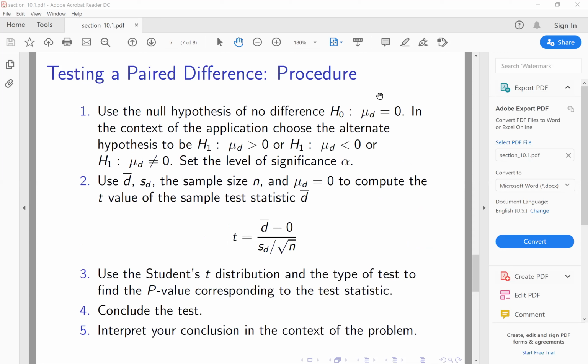And then you calculate the test statistic, which is t. And you see that's done in the same way we've done it before. And the rest of the test should go like normal. Okay, so let's actually do one of these tests and see what happens.